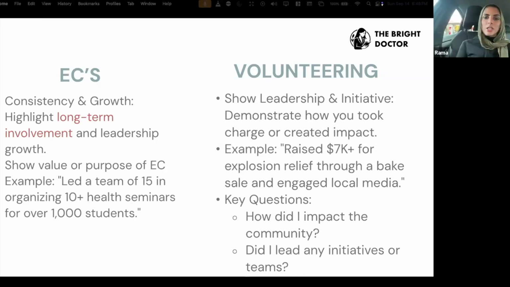Don't just say, I did X. Why did you do X? Who was impacted by you doing X? And what kind of initiatives did you lead that to? Try to make sure that it shows a long-term vision for who you want to be. Next slide, please.